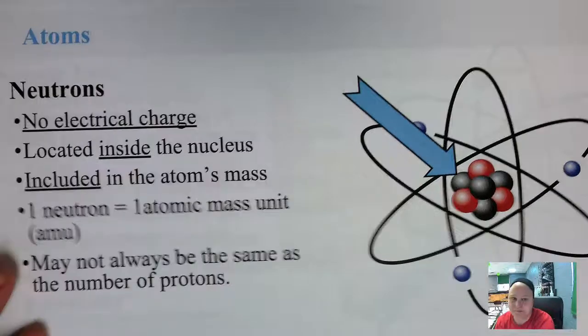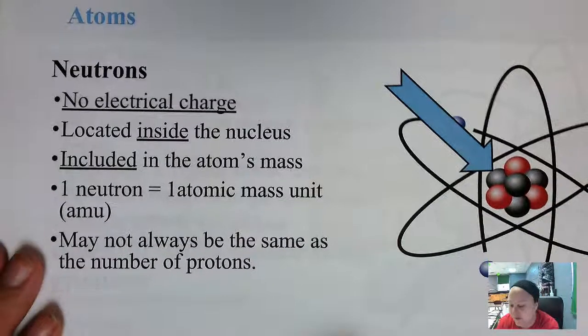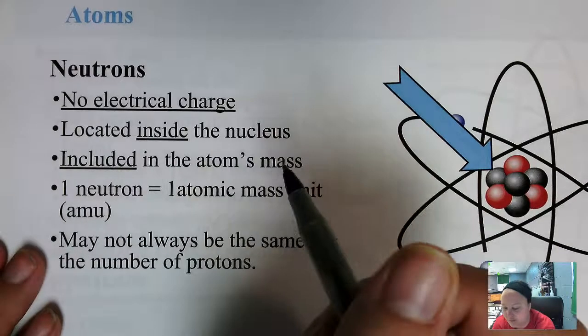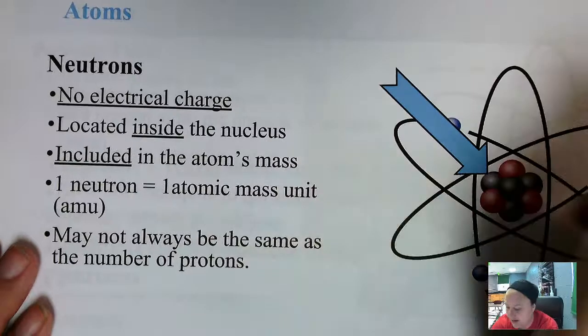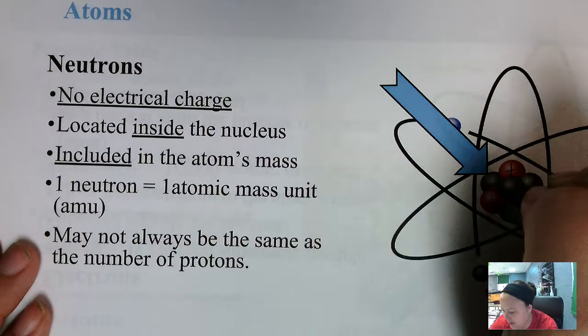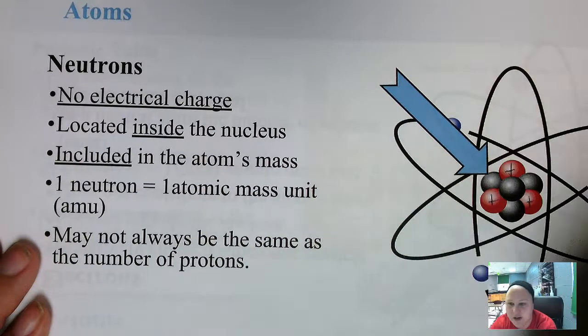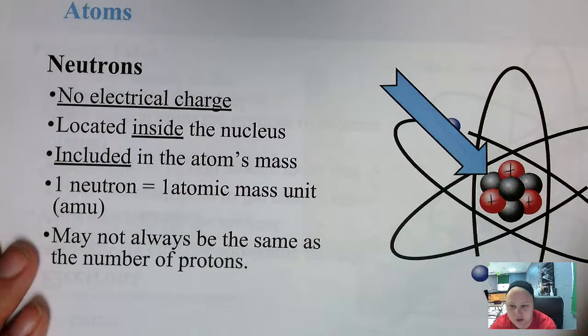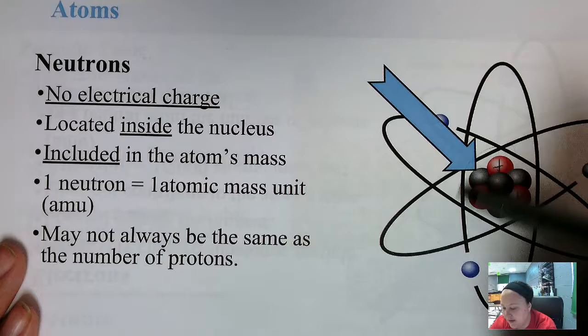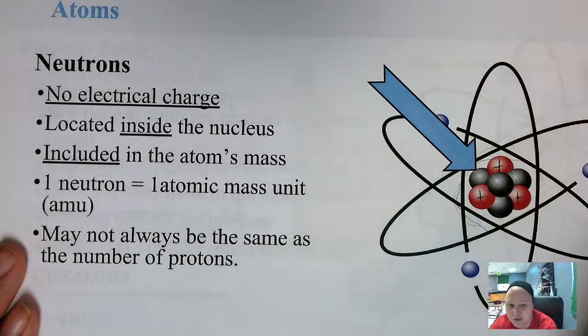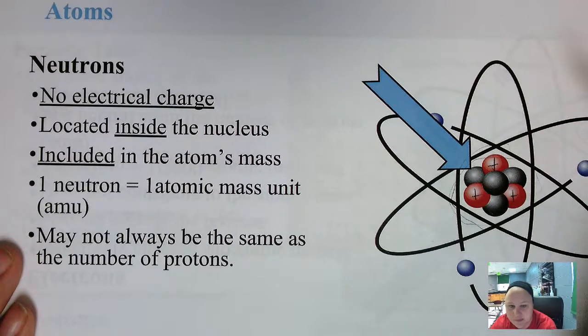Neutrons, they have no electrical charge. They're neutral. They are located inside, so we have our protons, but we also have our neutrons, which have no charge. They're included in the atom's mass. So like I said, the nucleus is considered the atom's mass. So you have your protons and neutrons that make that up.